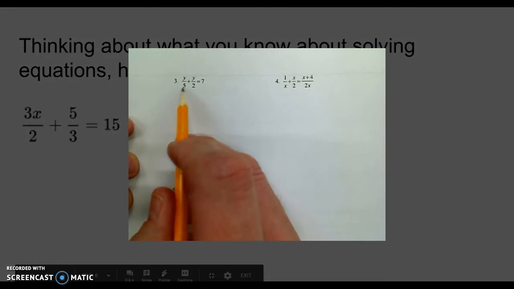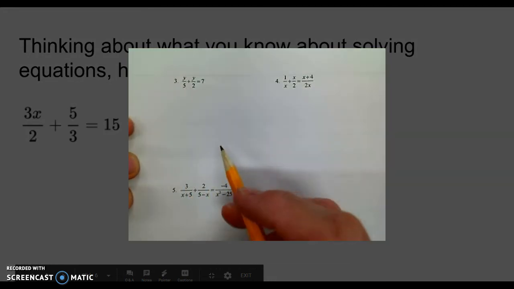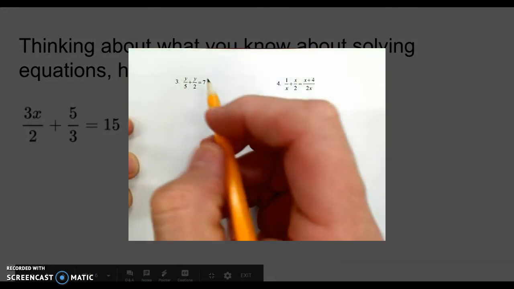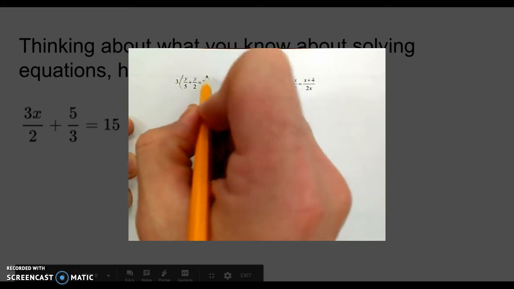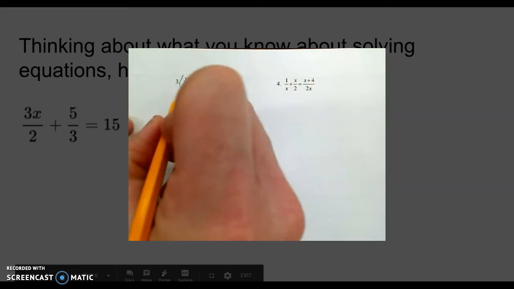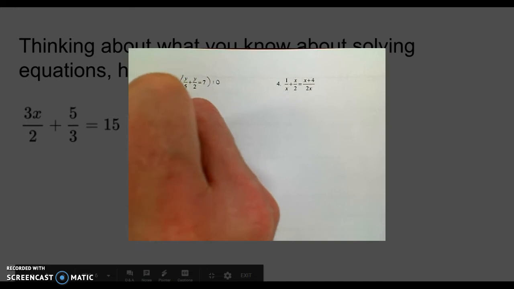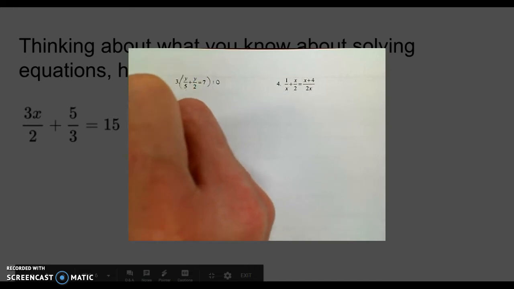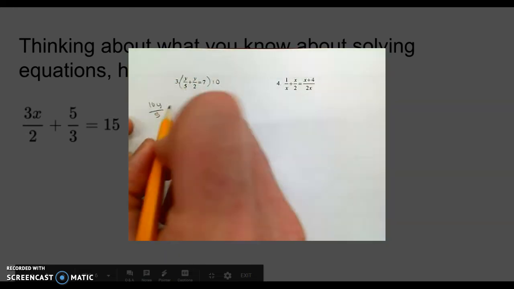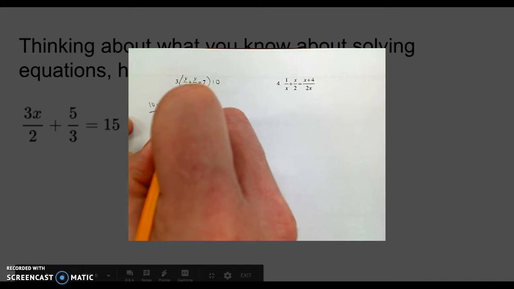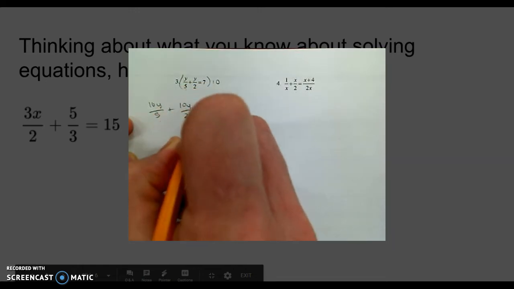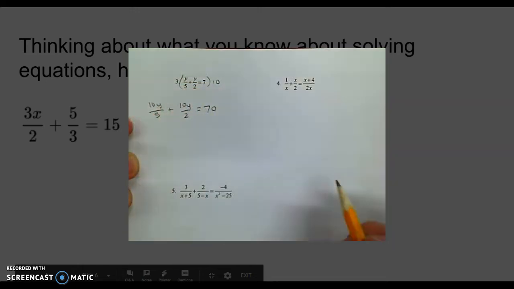For instance, y over 5 plus y over 2 equals 7. So 5 and 2, I can see that I have a common denominator of 10. I'm going to multiply this entire equation by 10. So y over 5 times 10 gives me 10y over 5. Y over 2 times 10 gives me 10y over 2. And 7 times 10 is 70.